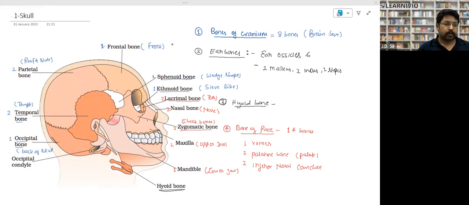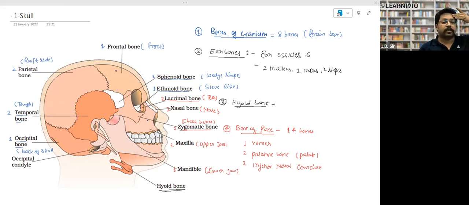Look, first come to the skull part. The first bone is the frontal bone. It makes this front part, right? This frontal part is a single bone, right? There is no joint.